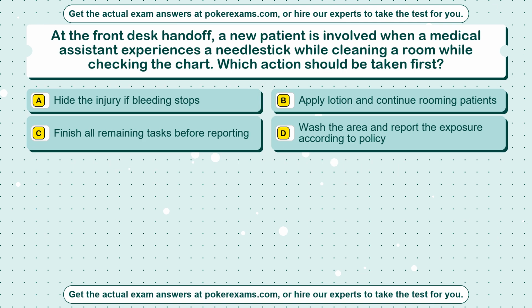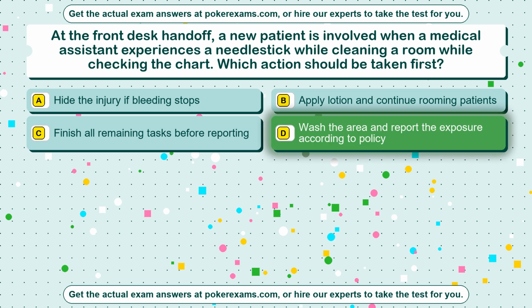Question 11. At the front desk handoff, a new patient is involved when a medical assistant experiences a needle stick while cleaning a room while checking the chart. Which action should be taken first? Option A. Hide the injury if bleeding stops. Option B. Apply lotion and continue rooming patients. Option C. Finish all remaining tasks before reporting. Option D. Wash the area and report the exposure according to policy.